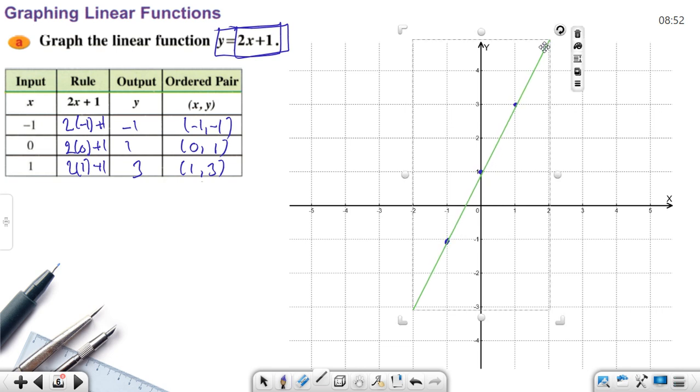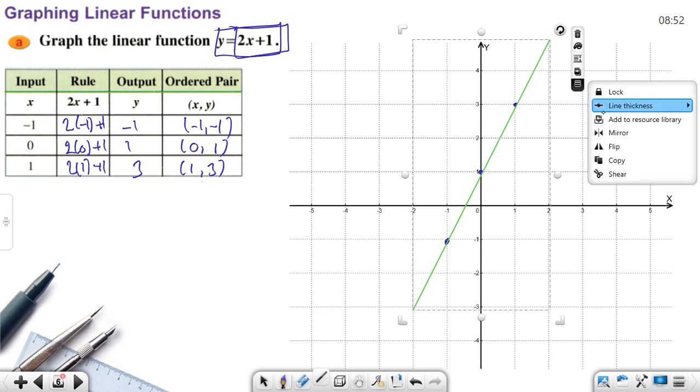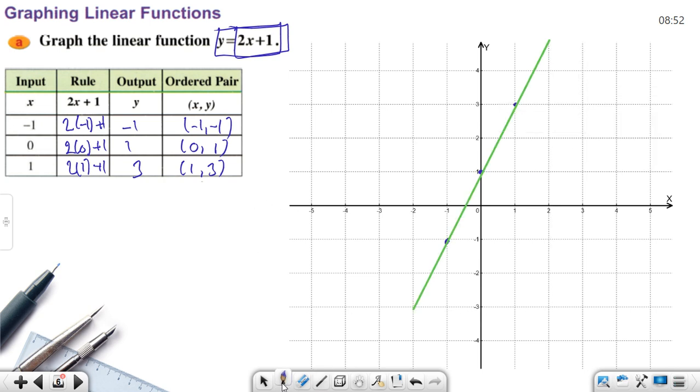I think this line passes through to that point. This green line, let's make it a little clearer. This green line, all points on this green line are solutions of this equation. So this is y equals 2x plus 1.